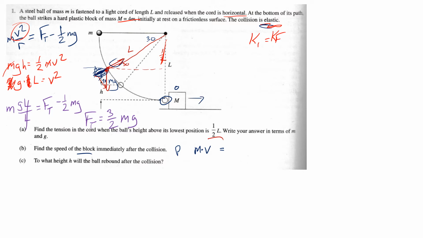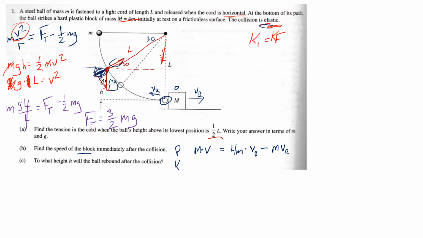Now, the block is going to have positive momentum. It's got a mass of 4m, so 4m times its velocity, we'll call it vb. And then we're going to subtract the ball going back the other way. So the ball is going to have m times v, we'll call it vr, v return. So this is vr, and this is vb for block. Anyways, so we have that for momentum.